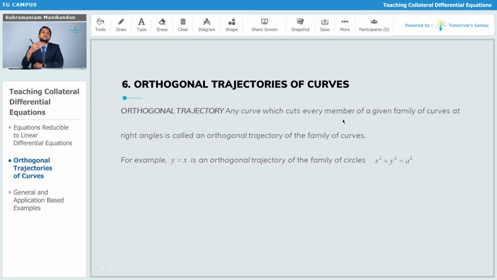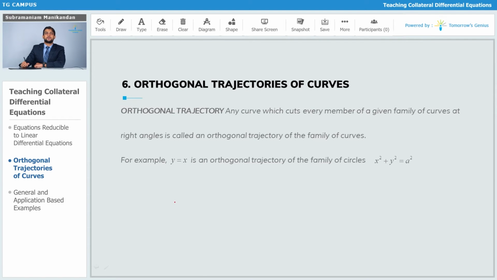How many circles are there which can be made of the form x squared plus y squared equals a squared? Well, there are infinitely many. Depending upon the different real number values of a, you can have an infinite number of circles. And this line y equals x is perpendicular to each of those circles. What do we mean by a line being perpendicular? Well, this line y equals x is perpendicular to the tangent to the circle at that point.